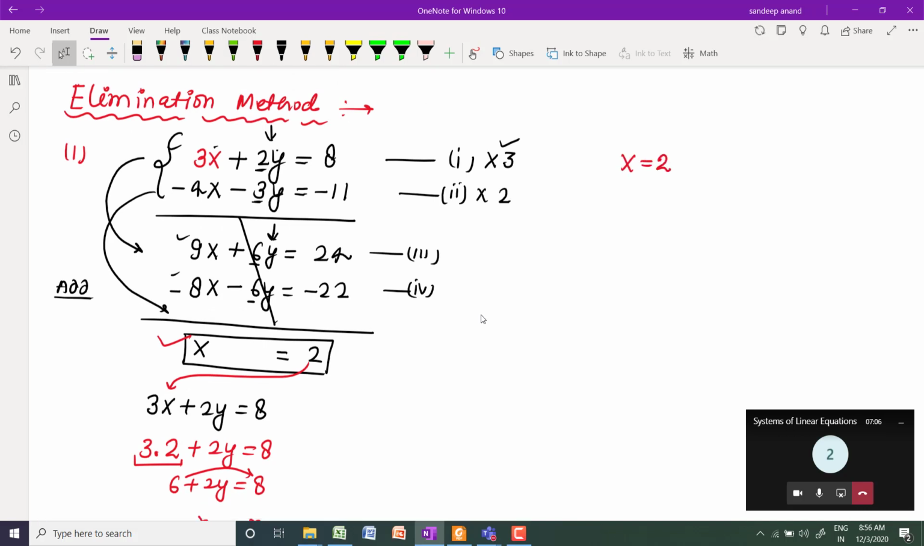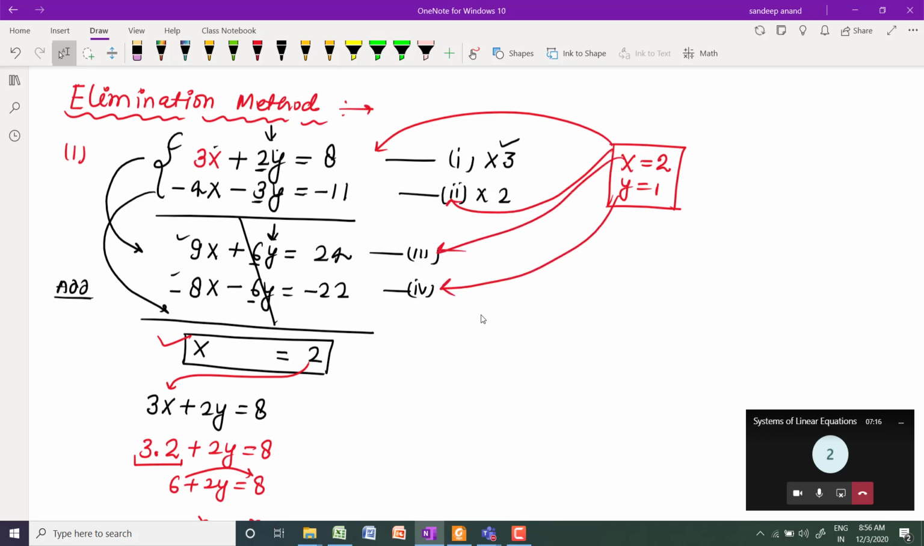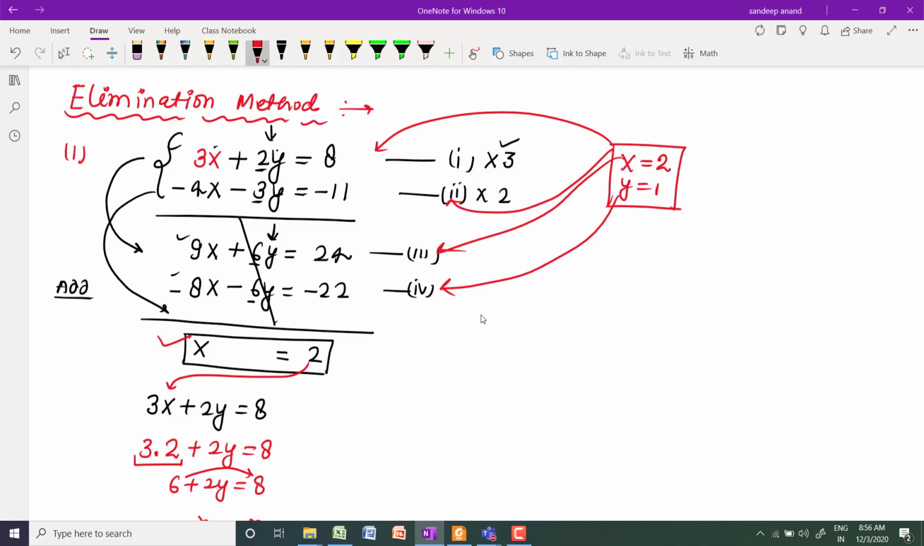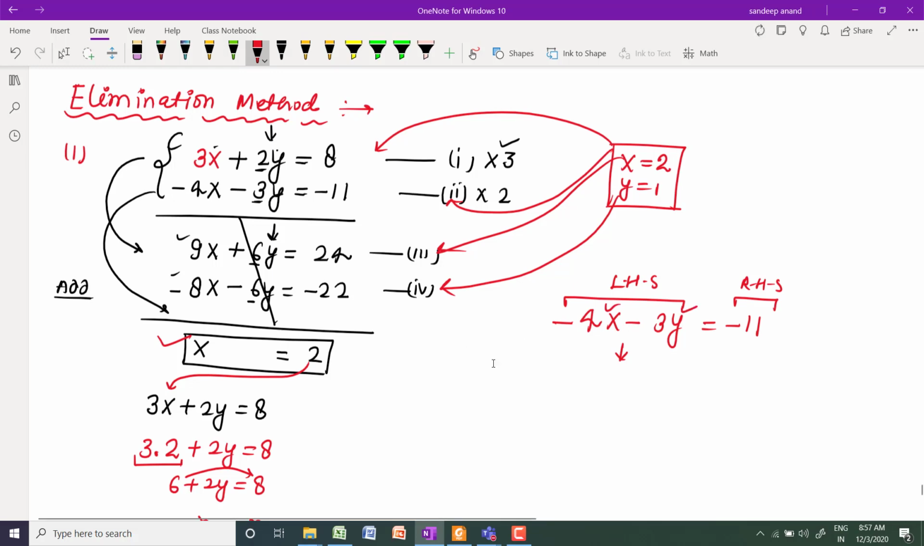I know my x value is 2 and y value is 1. Now you can put these values in equation 1, 2, 3 or 4. If you put them in any equation and the left hand side value is equal to the right hand side value, it means your answer is correct. So I am taking the second equation, minus 4x minus 3y equal to minus 11. This is my left hand side, and this is my right hand side. I start with the left hand side, putting the values of x and y in this basic equation.